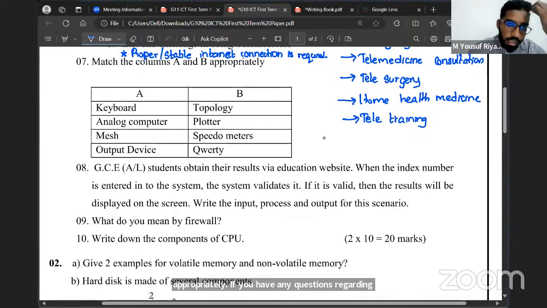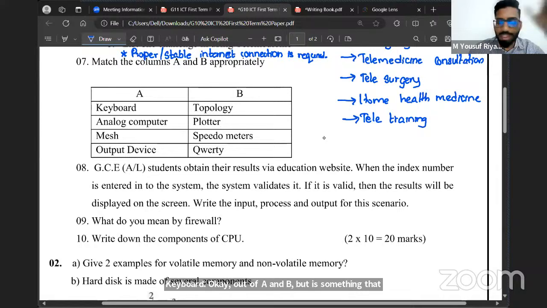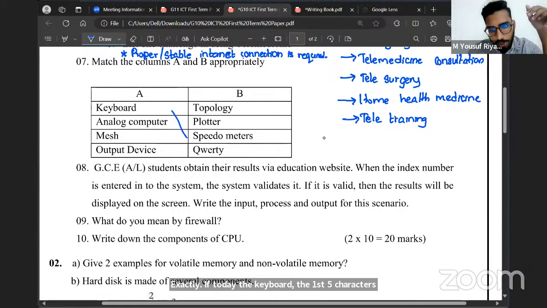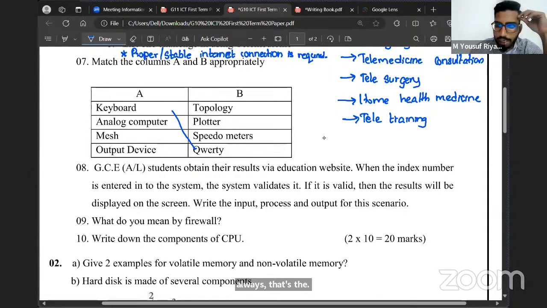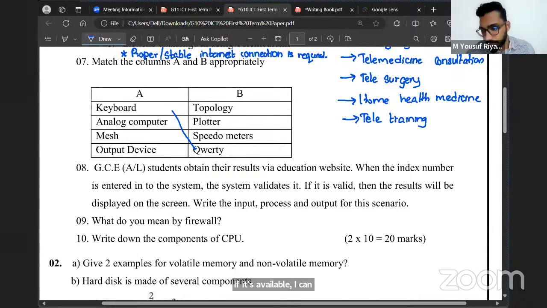Keyboard. Out of A and B, what is something you can notice on a keyboard? If you have seen a keyboard, you'll notice it. Is it topology, plotter, speedometer, or QWERTY? Exactly. On the keyboard, the first few characters below the numbers spell QWERTY. So obviously that's matched here. Then analog computer. Which of the remaining three? What is an analog computer? Exactly. It's a speedometer.